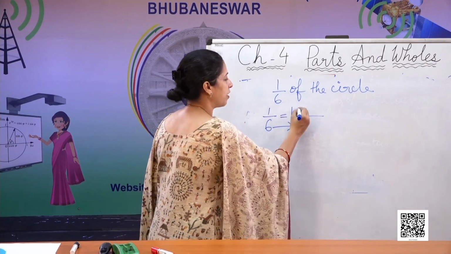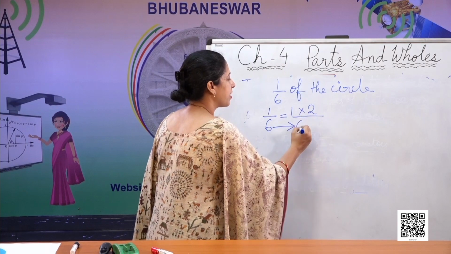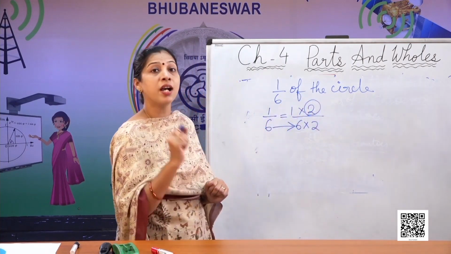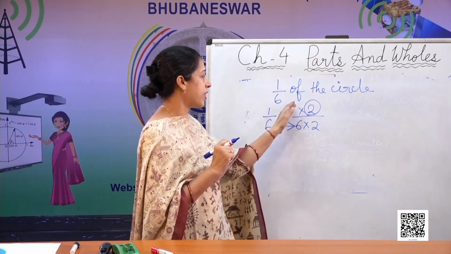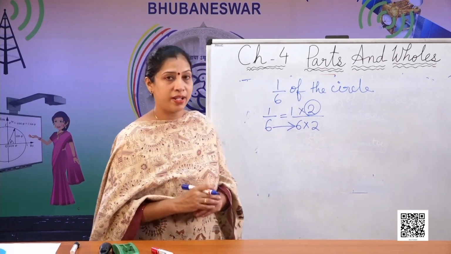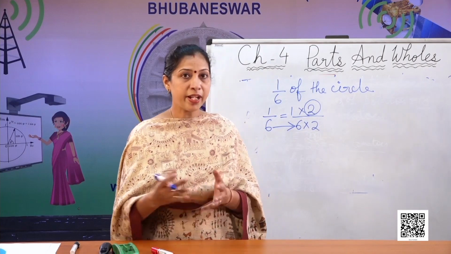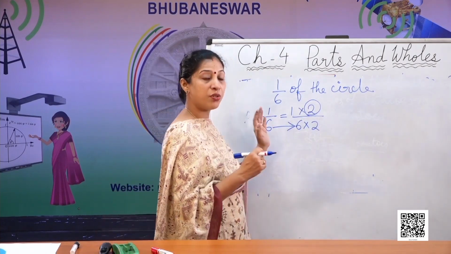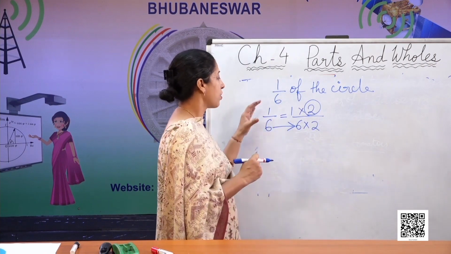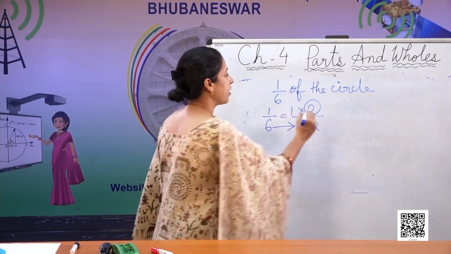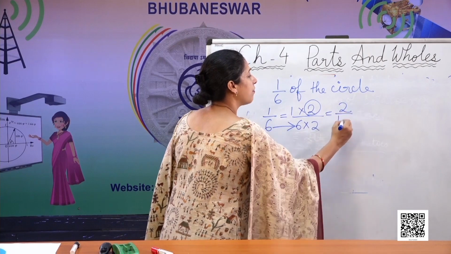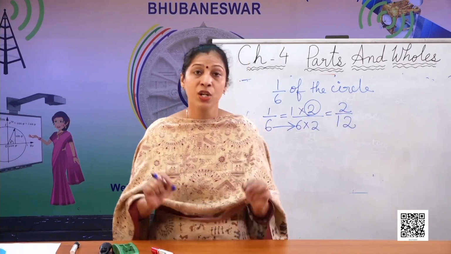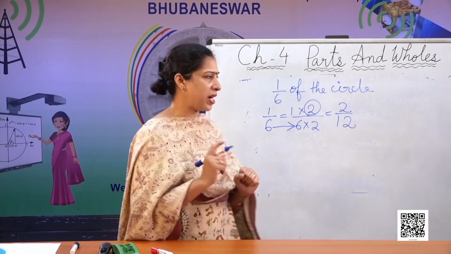So if you multiply 2 here in the denominator, you have to also multiply 2 in the numerator, in the parts. This is called an equivalent fraction. We will read about it after this activity also. There is one more activity which I will show you, which will make it very clear. So 1 by 6 part is nothing but 2 parts out of 12 parts. So your friend will also color 2 parts out of 12 parts.